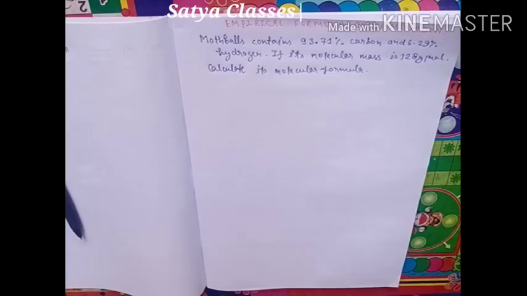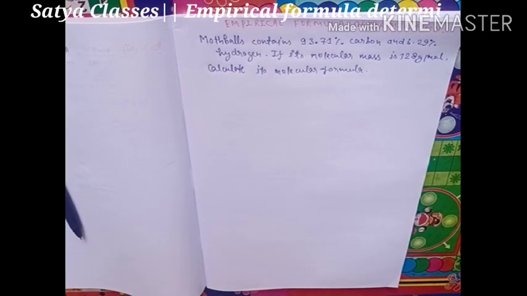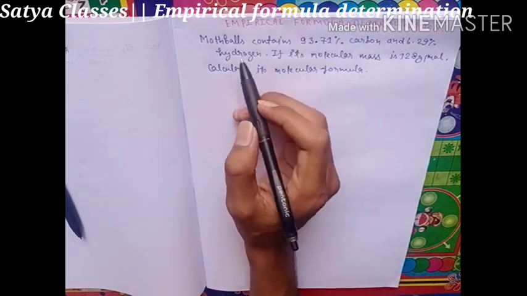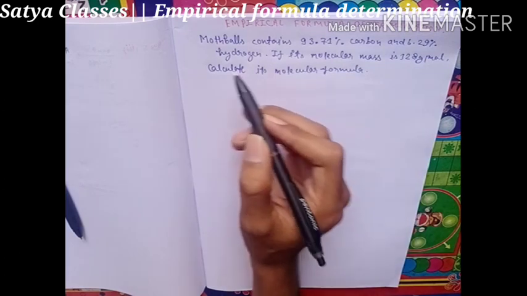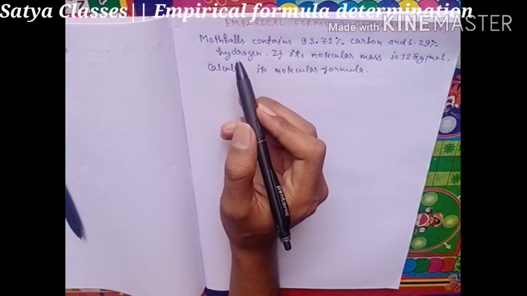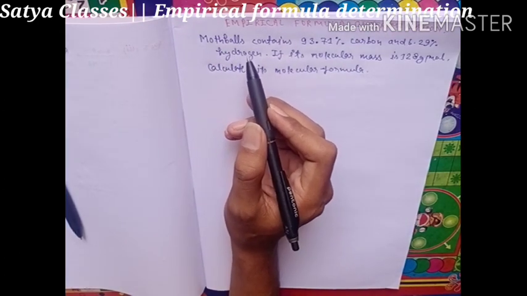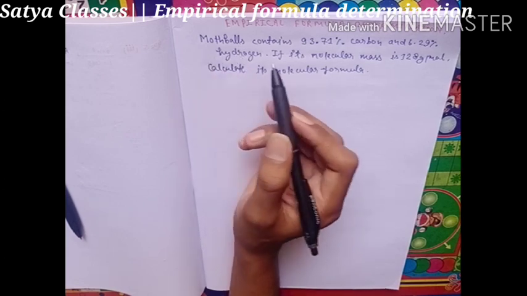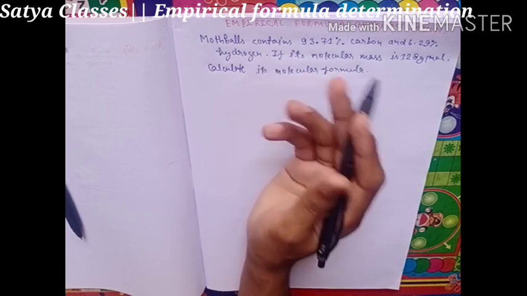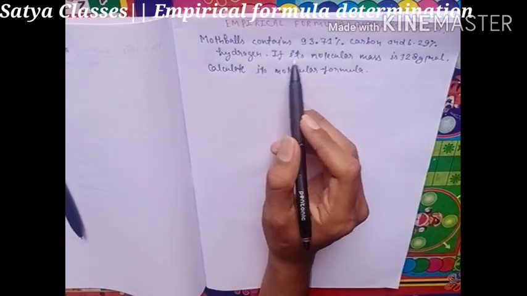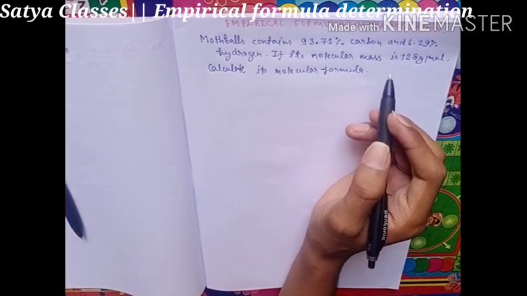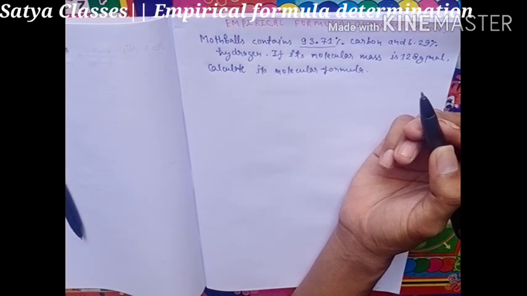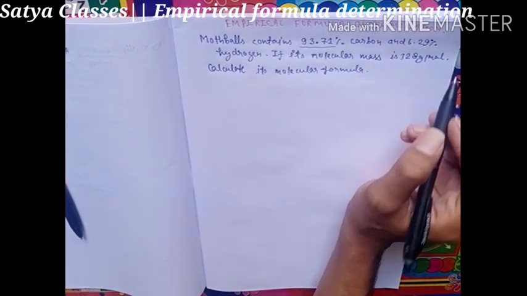To understand empirical formula, we have taken a question about mothballs. Do you know about mothballs? These are the balls that act as disinfectants and are kept in cloth to protect it from insects. So the mothball contains 93.71% carbon. Look, this is the percentage of carbon, and 6.29% hydrogen.